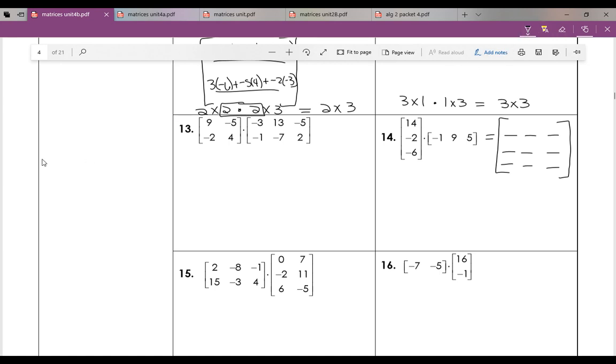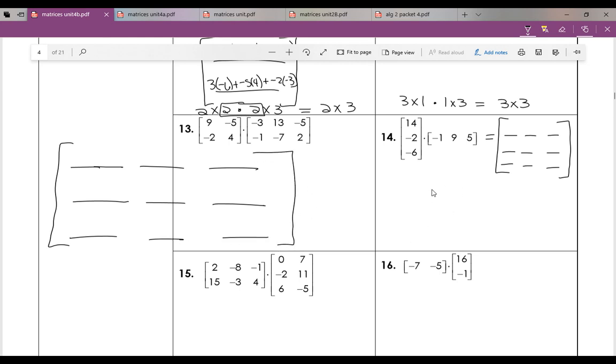All right, so here we go. Across the row, down the column. That row has one element, that column has one element: negative 14. There's no other element to add, right? I have one number in this row, one number in this column.